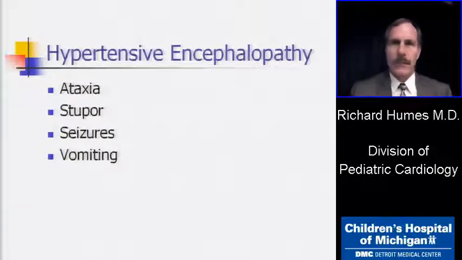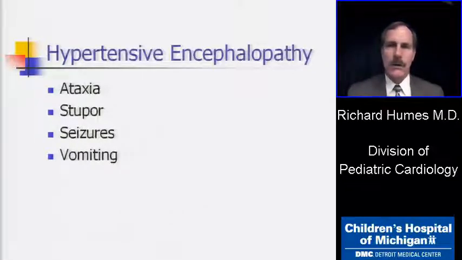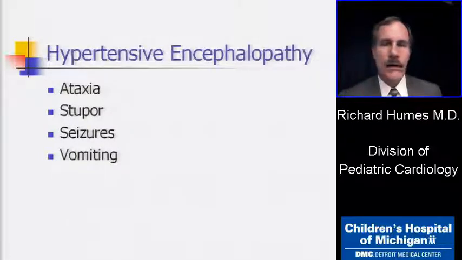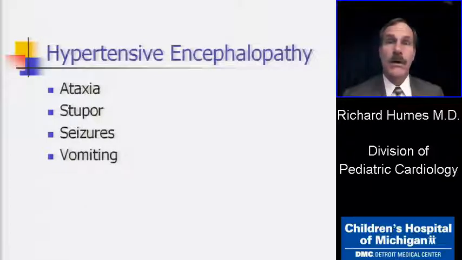If patients become acutely hypertensive, they can develop a hypertensive encephalopathy, and it was felt that you should know the signs and symptoms of hypertensive encephalopathy. These include ataxia, stupor, seizures, and also vomiting. So this constellation of findings should make one think about hypertensive encephalopathy.